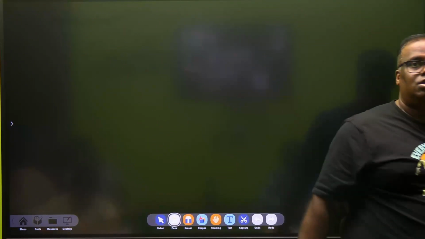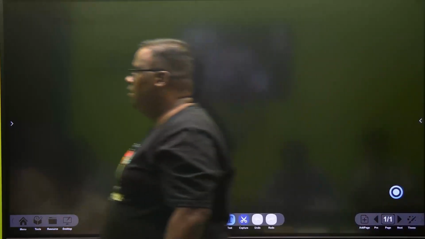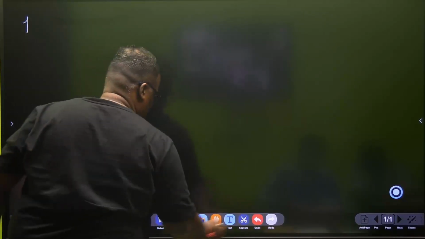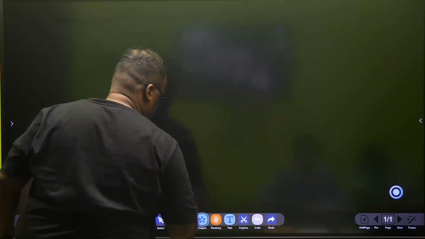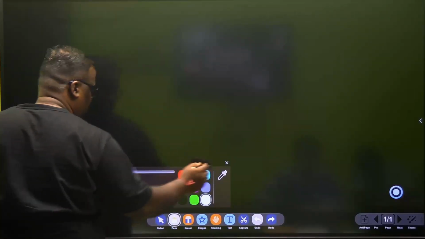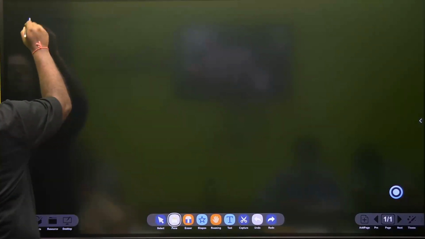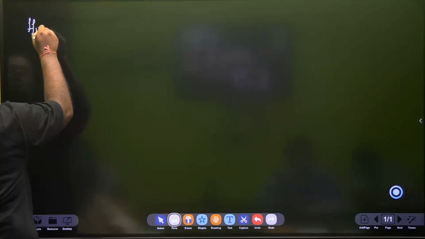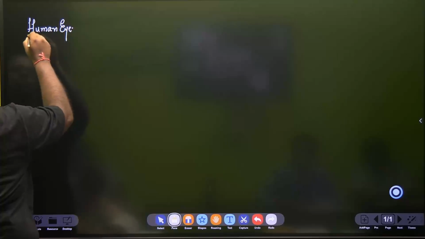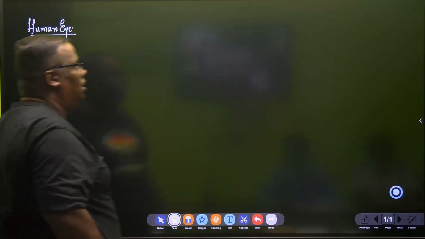Okay, human eye. So we will study first about the human eye and let's see how much we can cover. If we can complete it, then it's very good. If not, we will leave it at some level, till where we can. Chalo, aa jao, human eye. The human eye, one of your most precious and delicate organs.